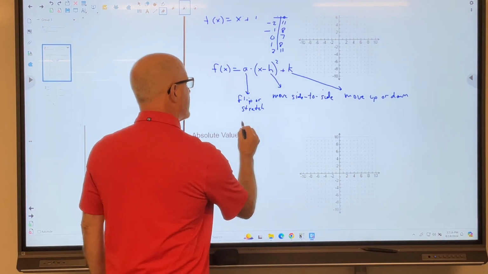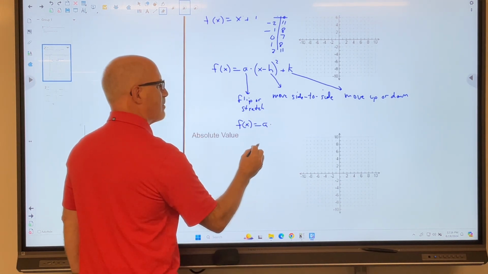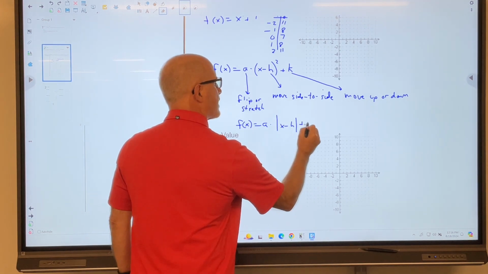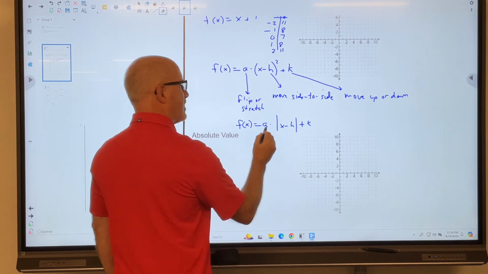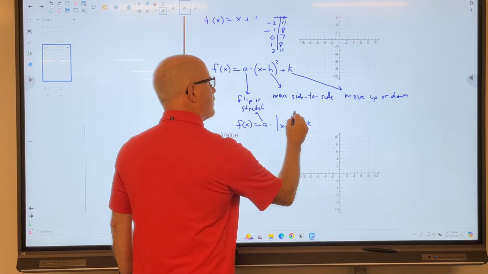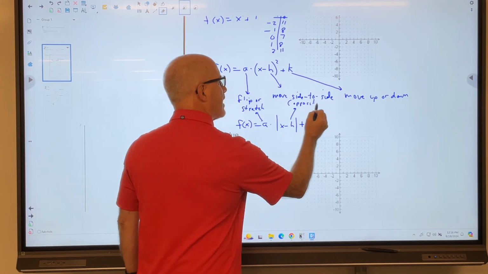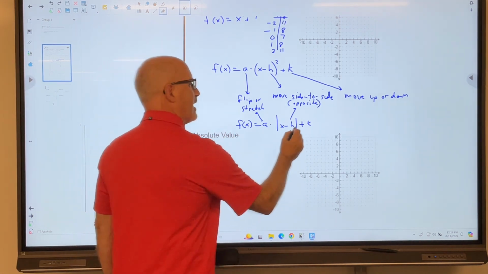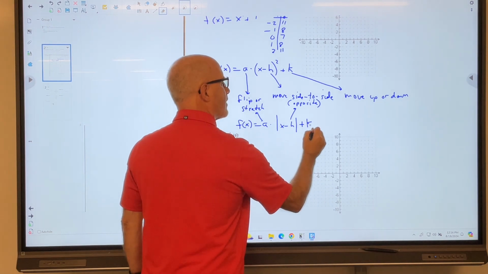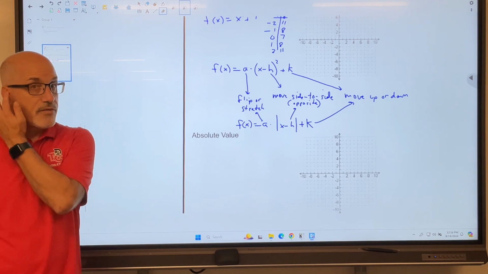And so for my equation for absolute value, you're going to have something very similar: a times the absolute value of x minus h, plus k. And these things have the same properties. The a in front will flip or stretch. The h in the middle will move side to side, and we're going to put the word opposite here, because remember on the inside it moves in the opposite direction. And the k out here will move it up or down. All right, so let's do an absolute value graph.